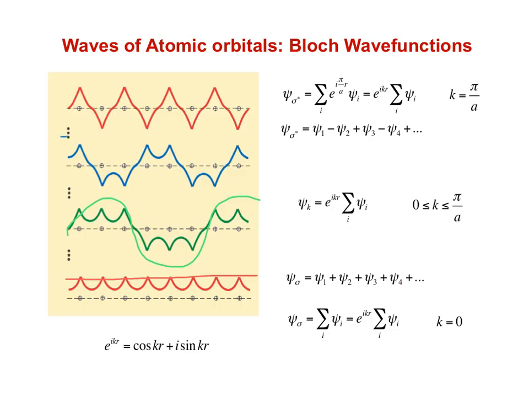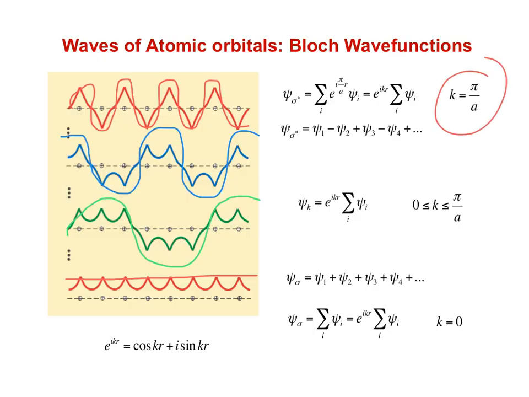As we move higher in energy, the wave vector k increases, giving us more curvy envelope functions, with the most antibonding wave function having the most curvy wave vector, that is k equals pi over a. All of these wave functions can be described as the product of the envelope wave function with wave vector k and then the sum of the individual atomic orbitals that looks like the k equals 0 wave function.